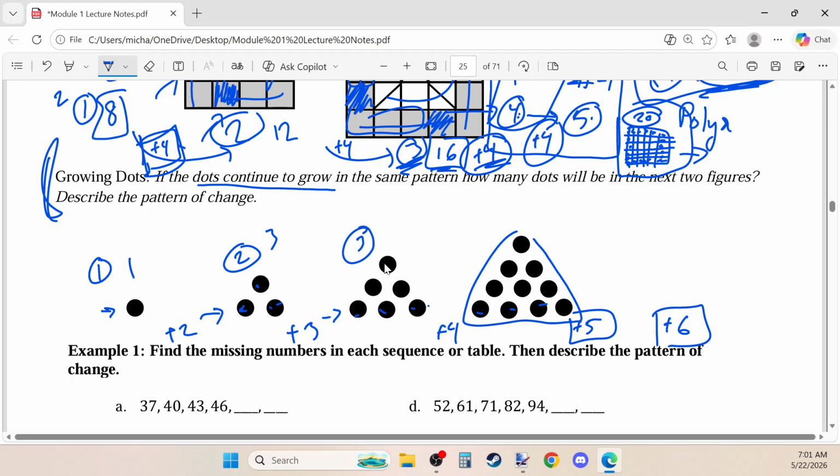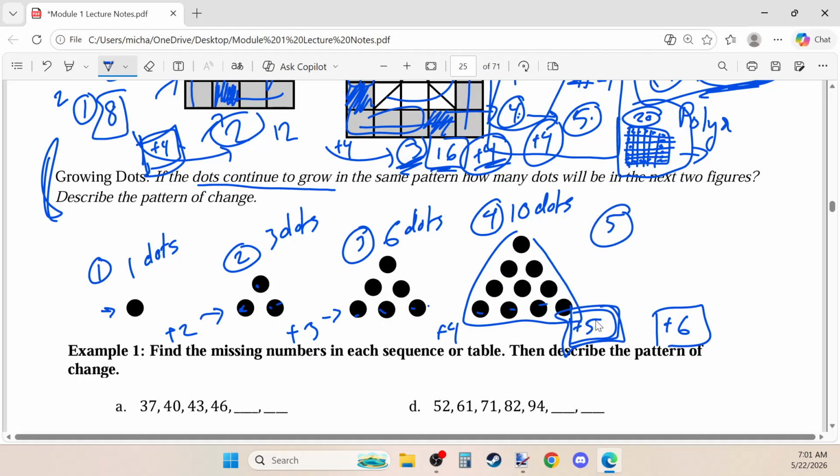Triangle 3 has 6 dots. Triangle 4 has 10 dots. Might as well give our units. If I add 5, like the pattern suggests, I get 15 dots. And if I add 6, I'm going to get 21 dots.